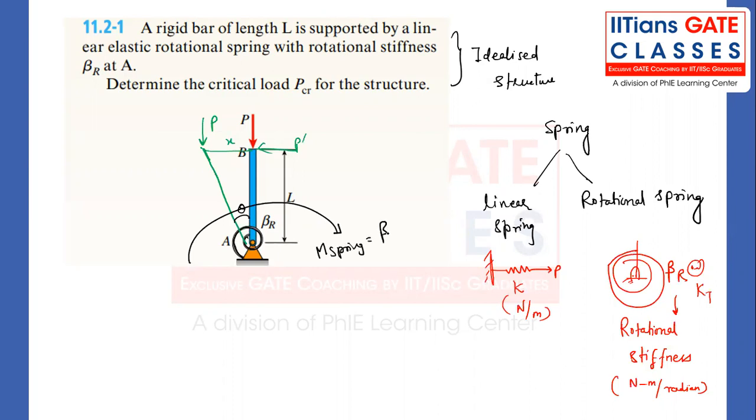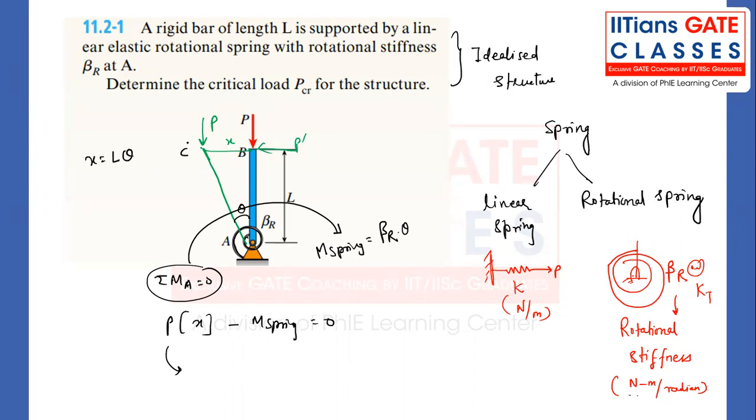What is the value? Beta r into theta, Newton meter per radian into theta, that will be what? Newton meter only. So you just take the summation of moment about a point. What you're going to observe, my friend, is P into X, that is in the anticlockwise direction, and the moment of spring, that is in the clockwise direction, that is equal to zero. X is nothing but L into theta.